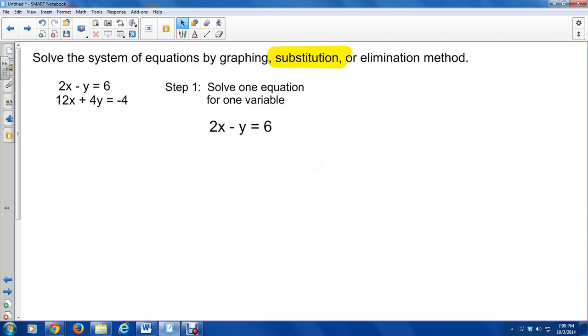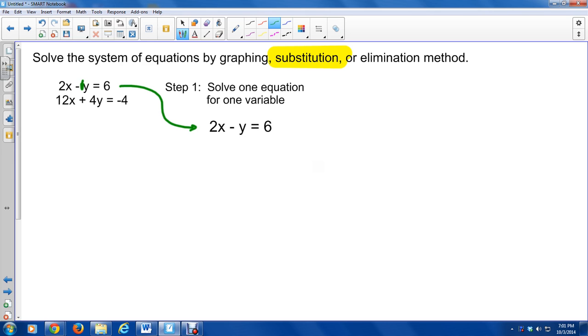Just to give you a few basic steps. Step one, we're going to solve one equation for one variable. In this one, I'm picking our first equation to solve for one variable. Because there's a negative 1y, I'm choosing this because it'll be a little bit easier. Won't have to deal with fractions, but you can essentially solve for whatever variable you want. Easiest choice if you have a 1 for a coefficient.